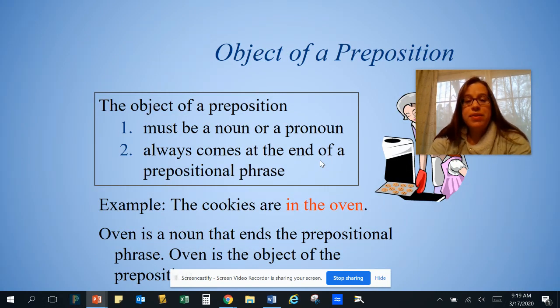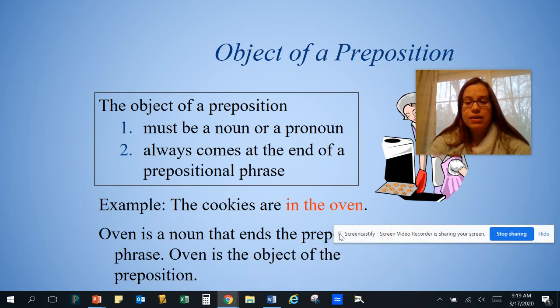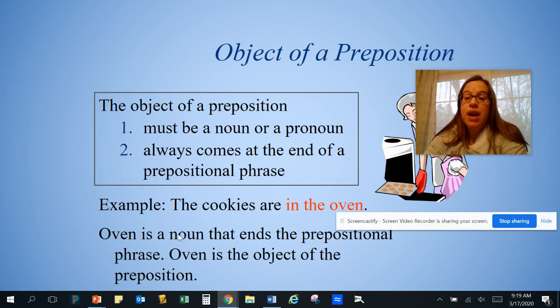So the object of a preposition, like I've said, must be a noun or a pronoun, and it always comes at the end of the phrase. So for example, the cookies are in the oven. In the oven is the prepositional phrase, in is the preposition, oven is the object. Oven is a noun that ends the prepositional phrase. Oven is the object.